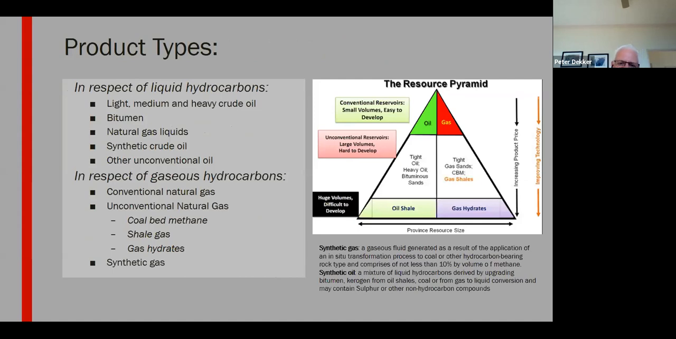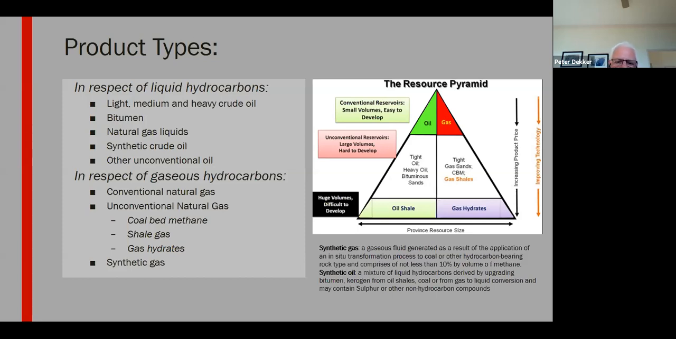So the product types we talk about are light, medium, and heavy crude oil, bitumen, natural gas liquids, synthetic crude oil, and other conventional oil. Synthetic crude oil is really the crude oil like in the oil sands in Canada. We don't have them here, but we still cover them under our SAMOG code. Yeah, these are the liquids we deal with. Natural gas liquids can be condensate, so that is gas in the subsurface. By producing the gas from the subsurface, bringing it to the surface, the gas condenses and gives a very light liquid, and that is the oil.